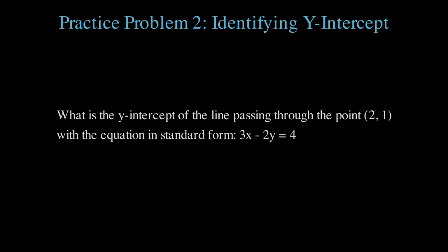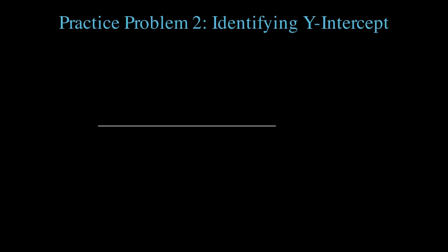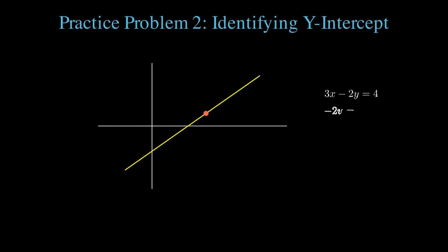To better understand this problem, let's first visualize the line on a coordinate plane. The line passes through the point (2, 1) and is represented by the equation 3x minus 2y equals 7. Next, we rewrite the equation in slope-intercept form, y equals mx plus b, which makes it easier to identify the slope and y-intercept. This gives us -2y equals -3x plus 7. Dividing both sides by -2, we get y equals 3/2 x minus 7/2. From this form, the y-intercept is clearly the constant term, -7/2 or -3.5.